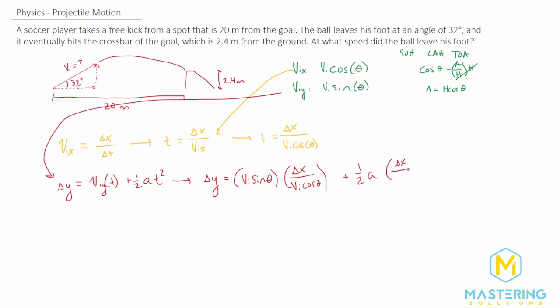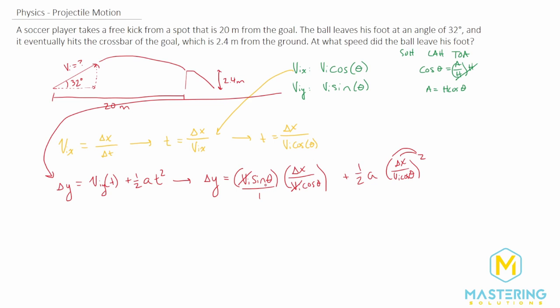So delta x over vi cosine of theta, and we'll square that. Let's simplify our equation a little bit. One way that we can do that is by carrying over the square to all of the values here. And the initial velocity will be gone. We have the initial velocity is the same for both, and this is essentially vi sine theta over 1, so you can see how they'll simplify there.